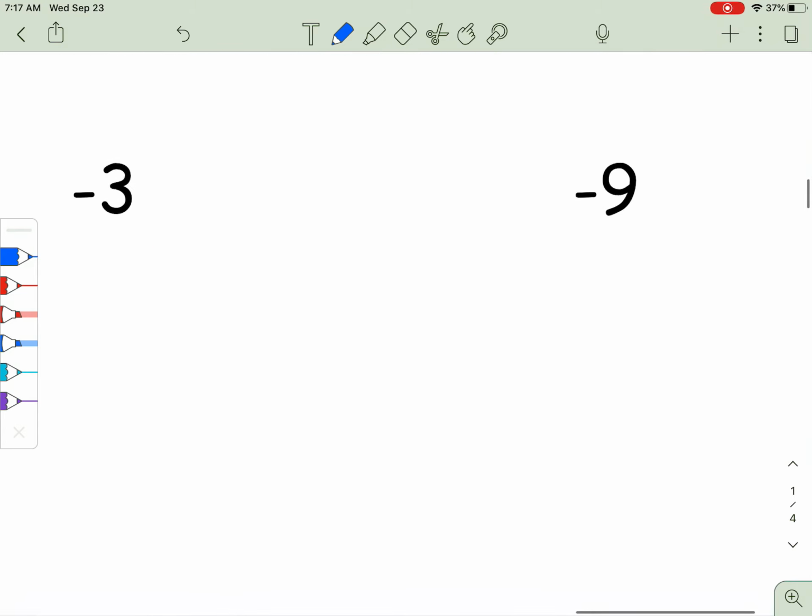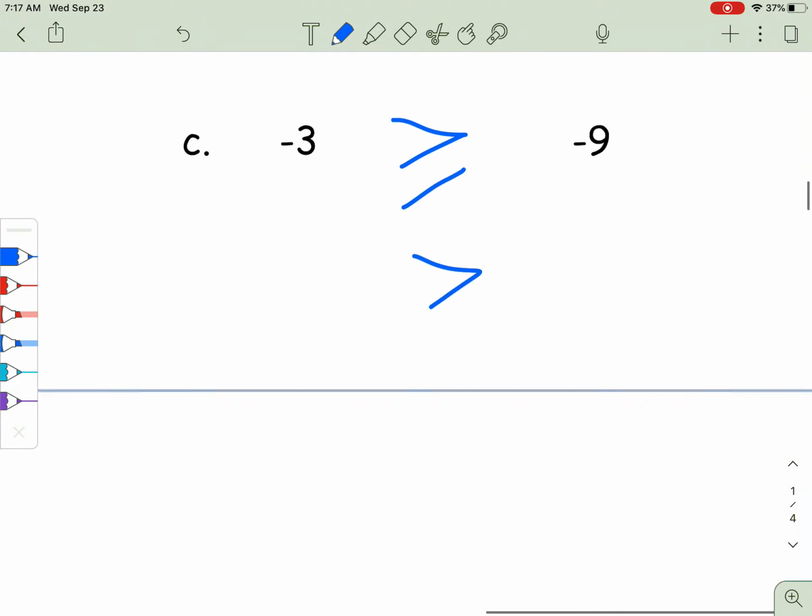-3 and -9. Ooh, be careful. This is a bigger number, but it's further away from 0, right? Further away. So this is bigger than -9. And you can say greater than or equal to, or just greater than.